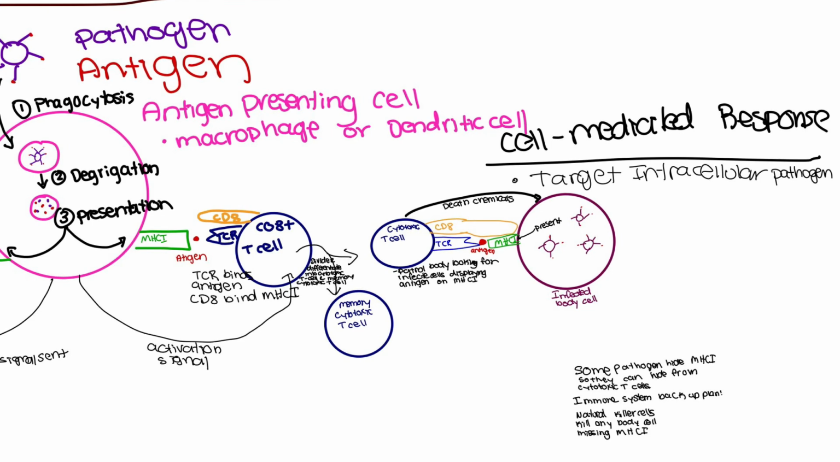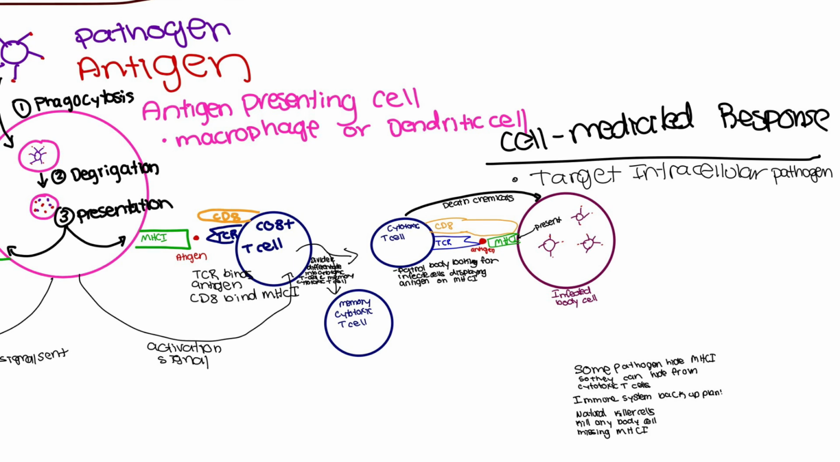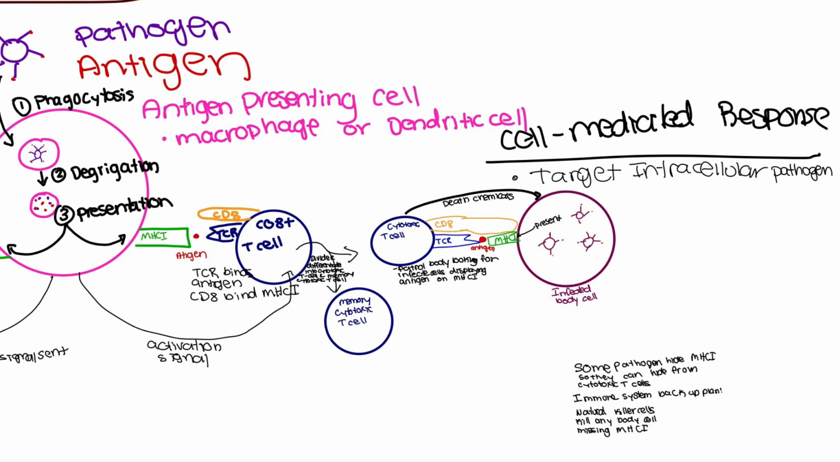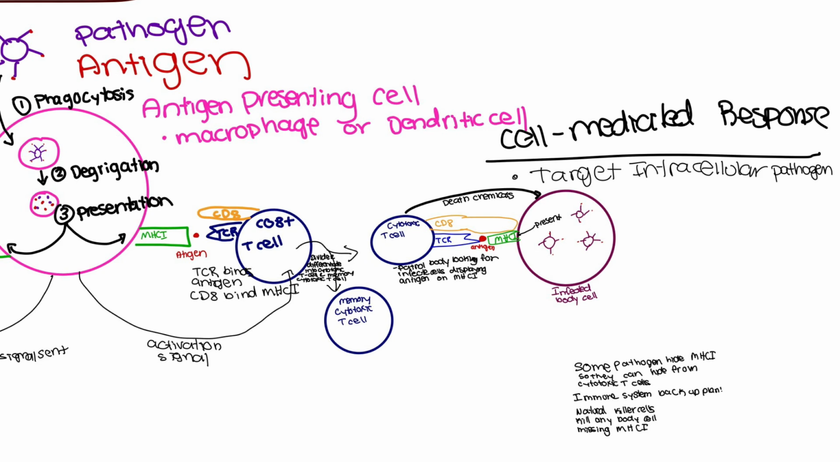So this means that if there's a pathogen present in the cell, it will also be presented outside of the cell. The antigen matched to the T cell receptor on the cytotoxic T cell will trigger a response. The cytotoxic T cell will release chemicals that cause the infected body cell to die. So cytotoxic T cells target intracellular pathogens for destruction, as opposed to MHC2, which is going to target the extracellular.